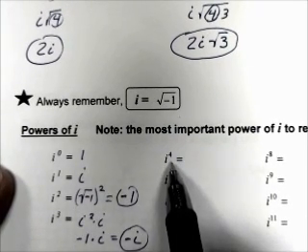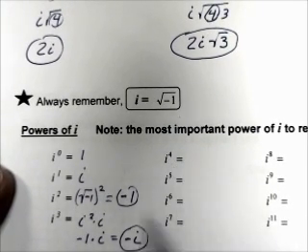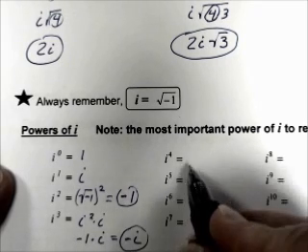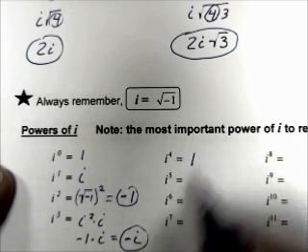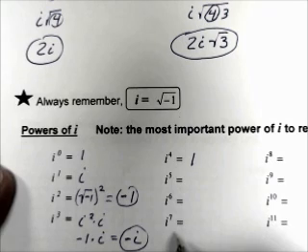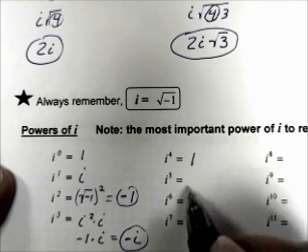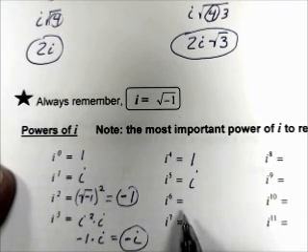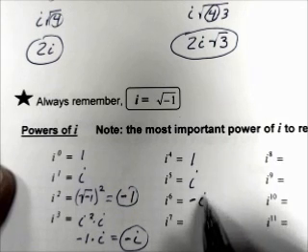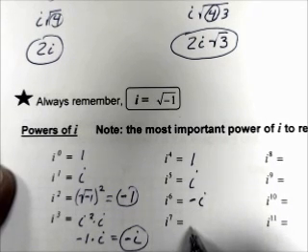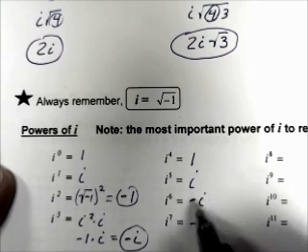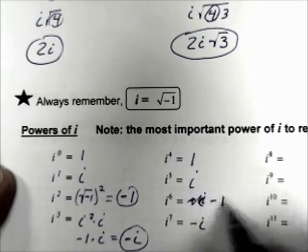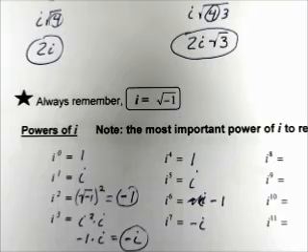i to the fourth, i squared times i squared, negative 1 times negative 1 is going to be 1. i to the fifth, that would be 1 times i, that's i. i to the sixth is negative 1. Sorry, I wrote that wrong and said it incorrectly, apologize.